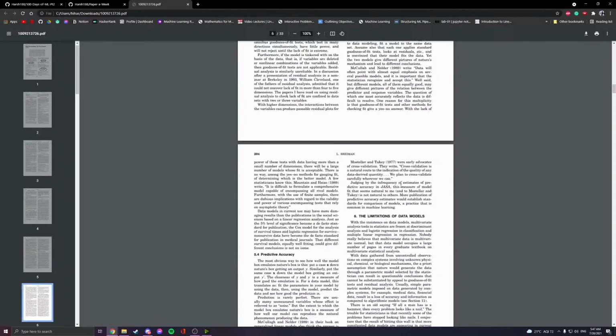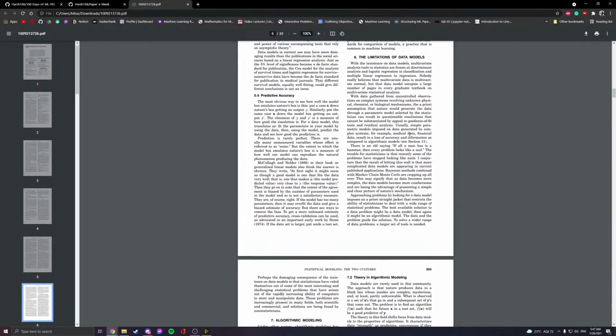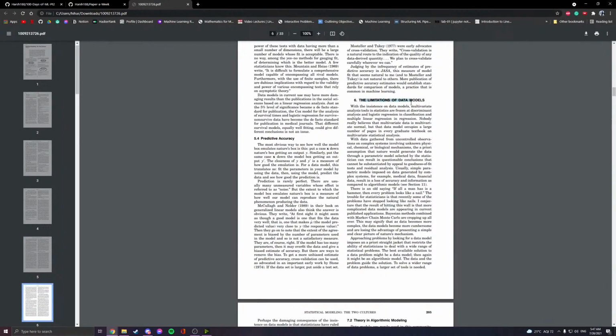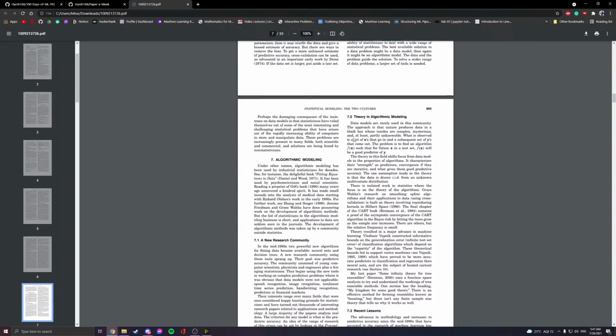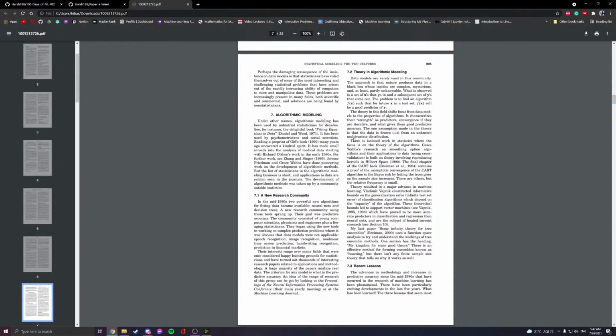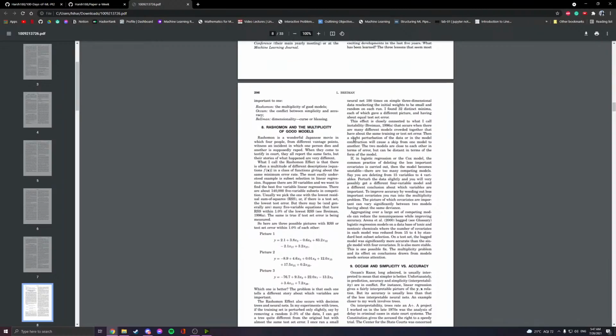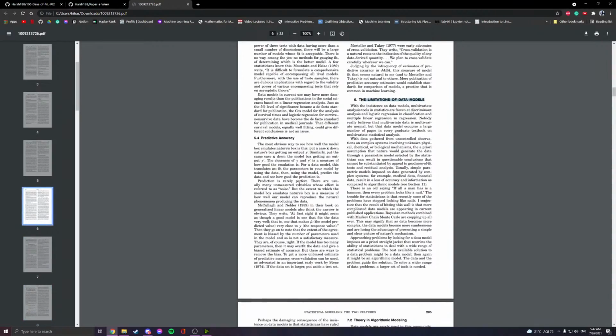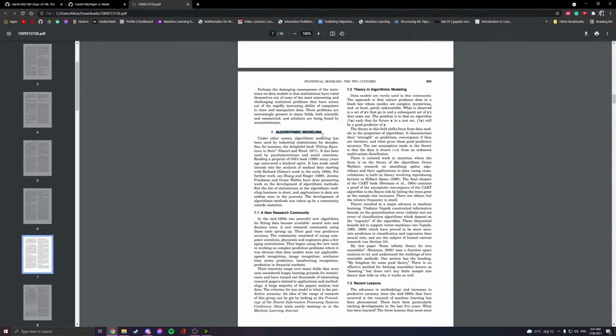So I'll be starting off with section 6, which is the limitations of data models. And I'll try to finish sections 6 and 7 today.